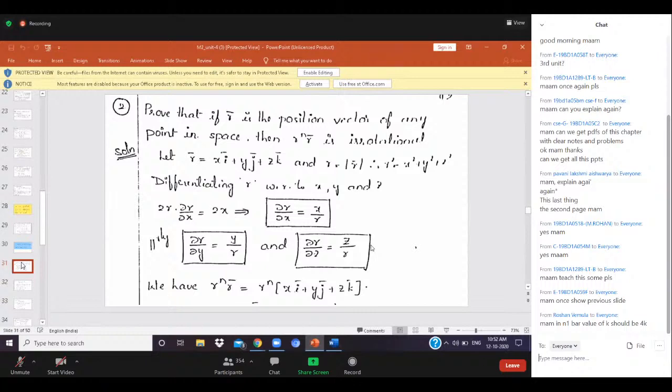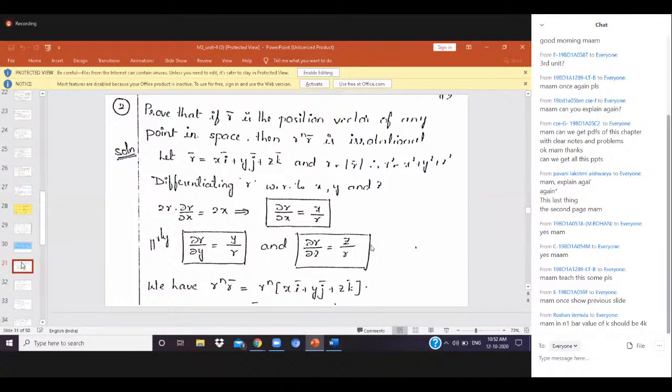This is a position vector. We need to prove that in space, r power n into r bar is irrotational. R bar we know is xi bar plus yj bar plus zk bar. R square is x square plus y square plus z square. Partial derivatives with respect to x, y, z: we get del r by del x is x by r, del r by del y is equal to y by r, del r by del z is equal to z by r.